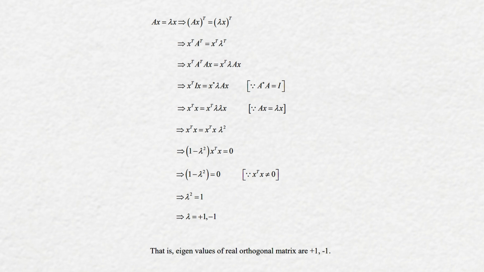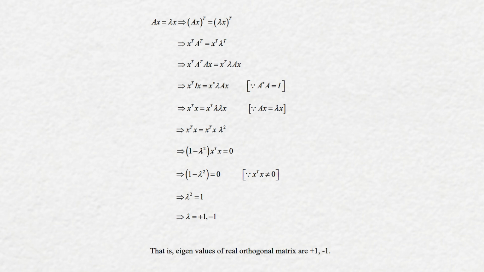Next, I is the identity transformation, therefore Ix equals x. Now, x transpose x equals x transpose lambda x. Here, instead of Ax, I can supply lambda x. Here, x transpose x equals x transpose x lambda square.